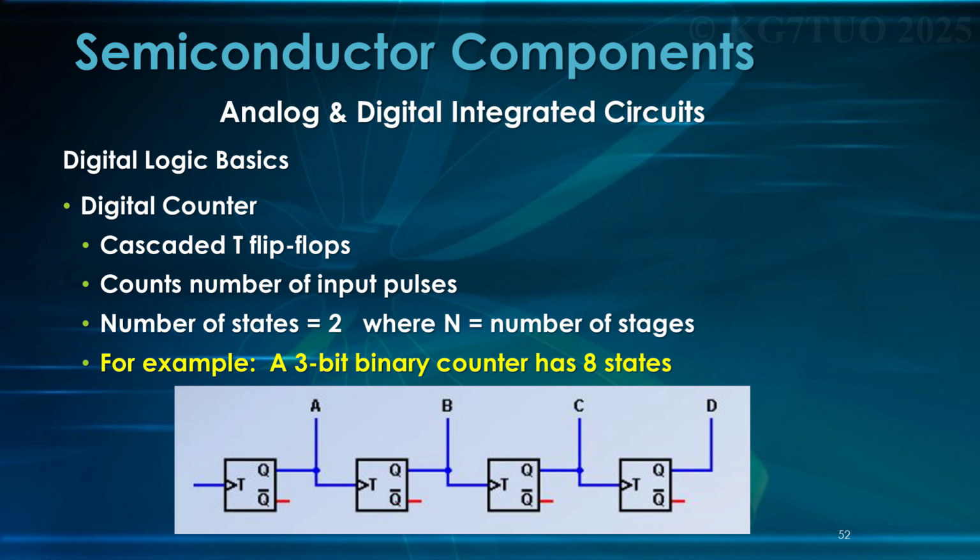Okay, so here's the deal. A single counter has 2 states. The second counter has 2 more states. 2 times 2 is 4. That third counter out there doubles it again. So you've got 2 states, 4 states, 8 states with 3 counters. So it's 2 to the third.